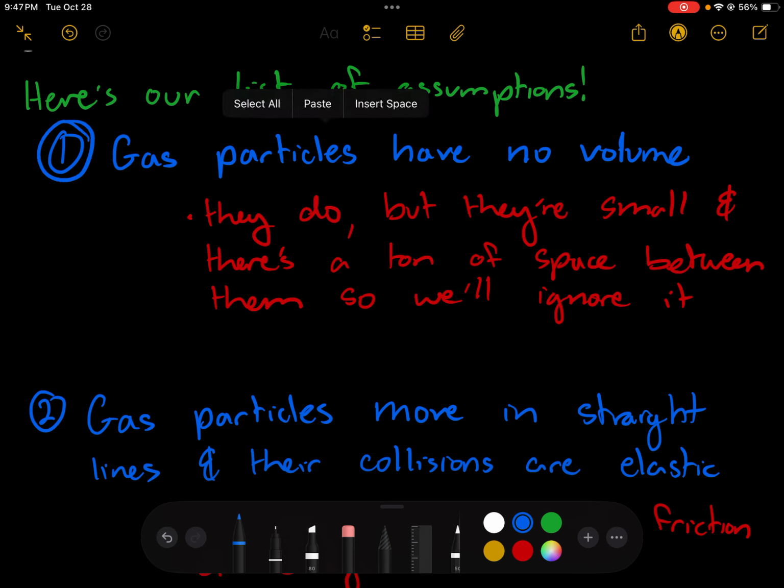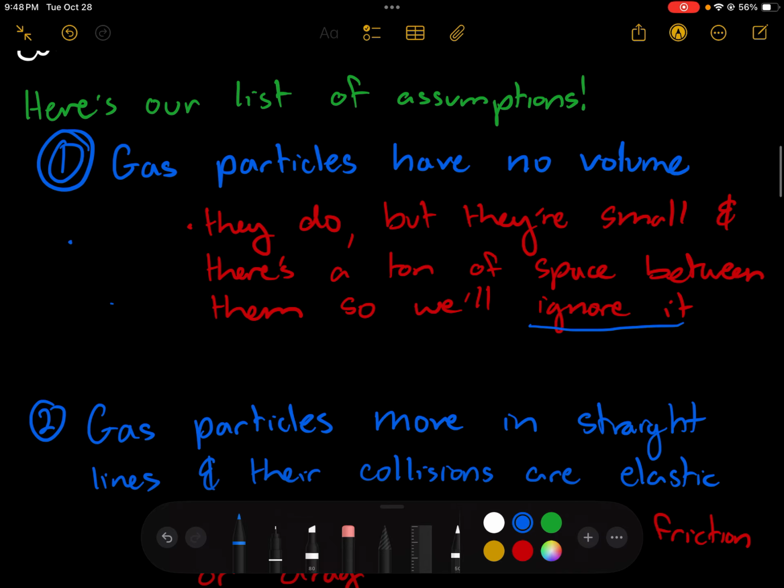Assumption number 1, gas particles have no volume. Obviously, gas particles do in fact have volume. However, they're small, gas particles are little, and there's going to be a ton of space between them, so we can safely ignore the volume of our gas particles. Not the volume of the gas sample entirely, but just the volume of the tiny little gas particles within a sample.